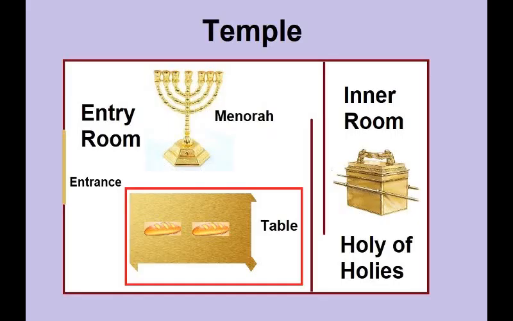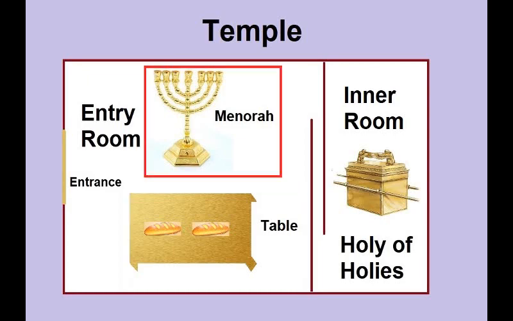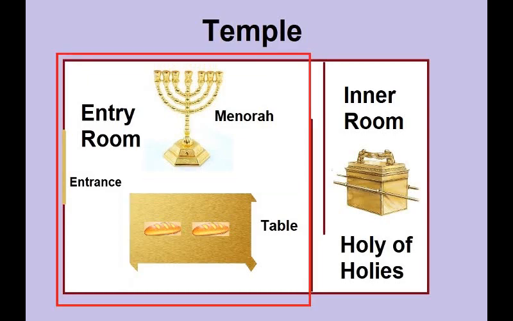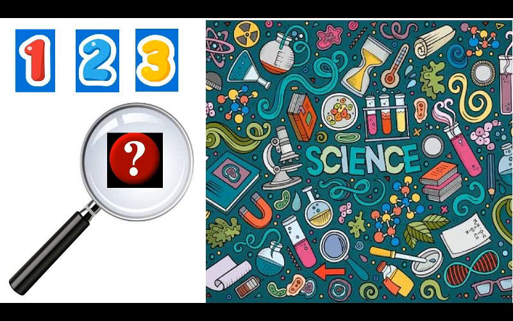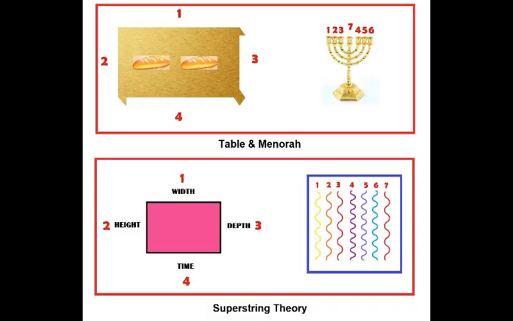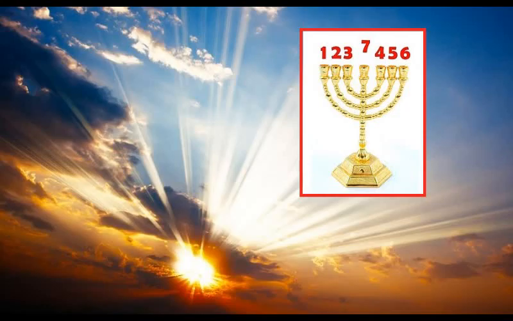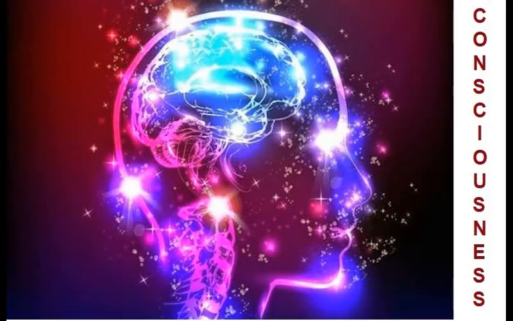After examining these symbols from the Bible, the table and the menorah in the entryway of the temple, we can now suggest answers to our 3 great mysteries of science. Perhaps the 7 other dimensions of superstring theory lie in a realm referred to by the menorah that is somehow related to spirituality and consciousness.